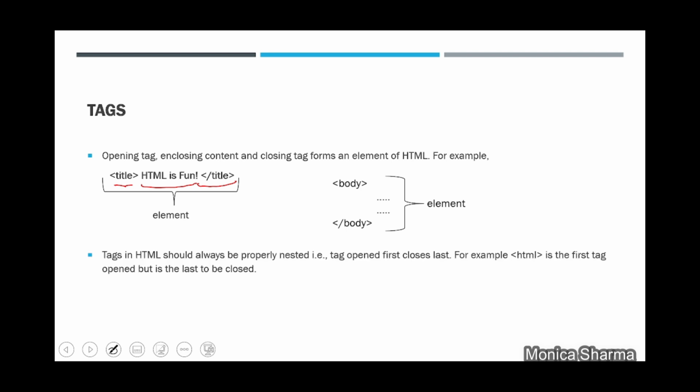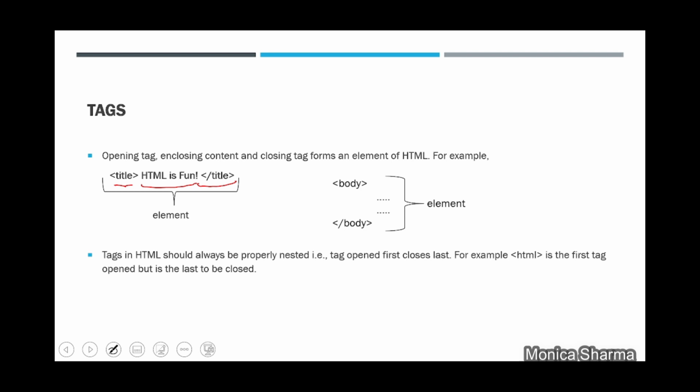Tags in HTML should always be properly nested. That is, the tag opened first closes last. For example, HTML is the first tag opened but is the last tag to be closed. Similarly, we have the head tag. Inside that head tag, we have the title tag. So if I see the nesting, it will be HTML, then head, then title.